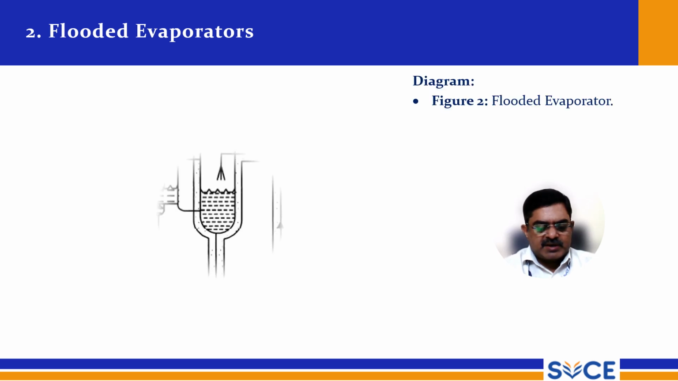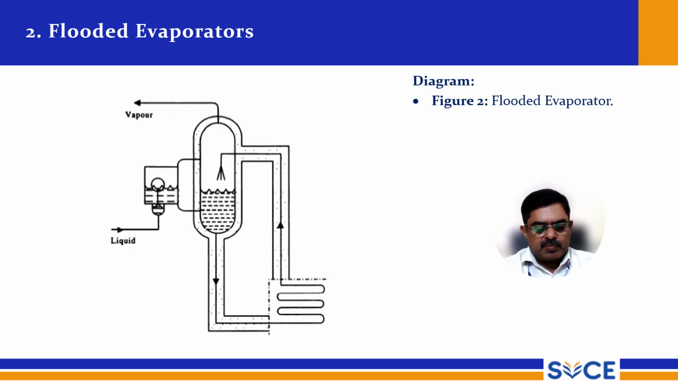So this is the schematic of a flooded type evaporator. The liquid refrigerant is sent here, and that comes out as a vapor. This is the arrangement of the evaporator, and this is the flooded type. Instead of having a coil, we are using the flooded type, with a flood of refrigerant. So this is another simple arrangement of an evaporator.